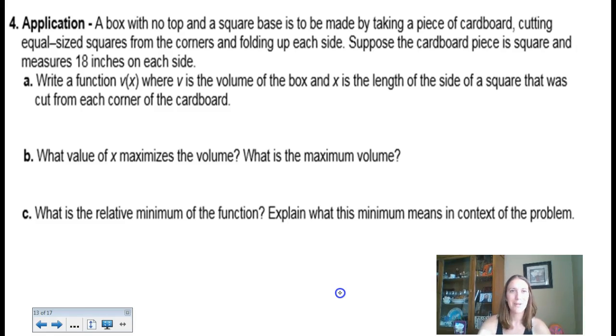All right, application. We love these. So we got that box again that doesn't have a top. It has a square base. And we're going to be making it from a piece of cardboard, cutting equal size squares from each of the corners. So this time, yes, you have to suffer through one of my pictures. Sorry. Got a square. The sides are 18. Okay. That is done that way. Totally nailed that picture. And we're going to cut off corners. They're going to be the same size though, right? So they're all x.